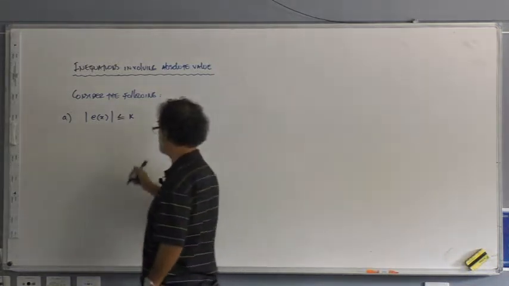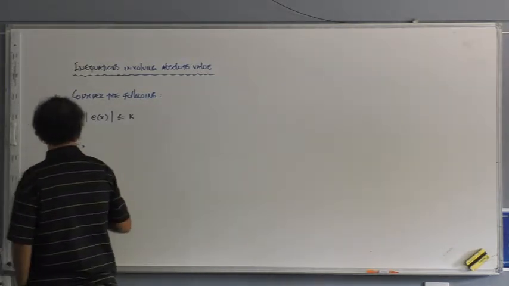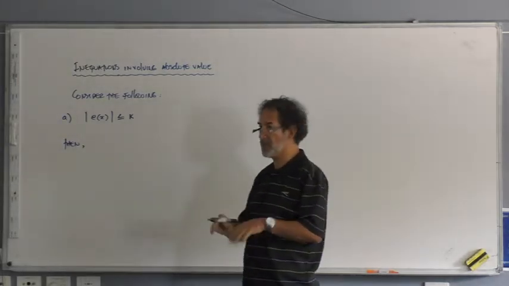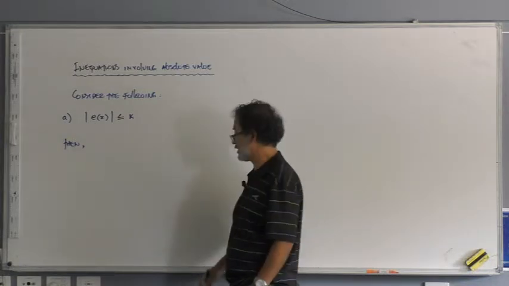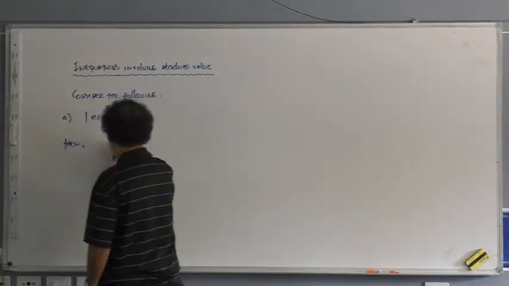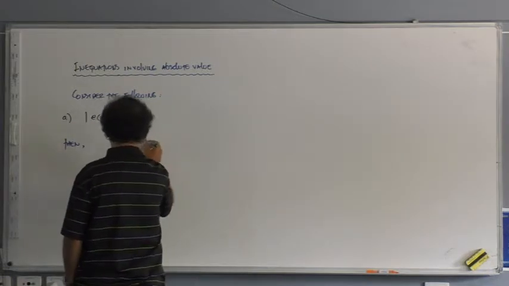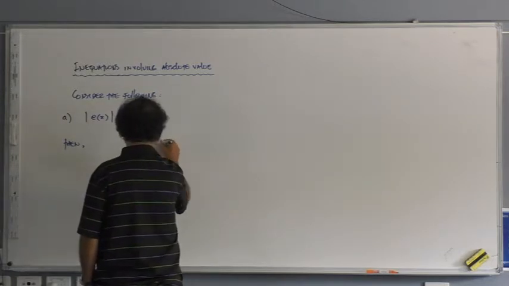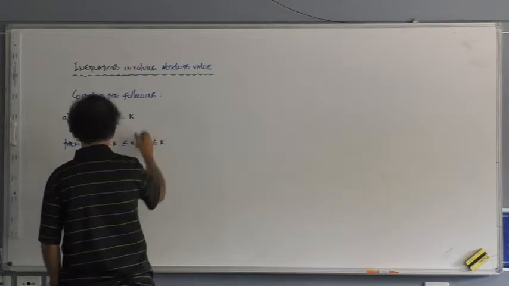then, to remove the absolute value, because that's what I really want to do. I want to get rid of the absolute value altogether, so then we can solve the inequality. Then we have this. So to remove the absolute value, we're going to say that whatever the expression is inside is less than k or greater than or equal to negative k.